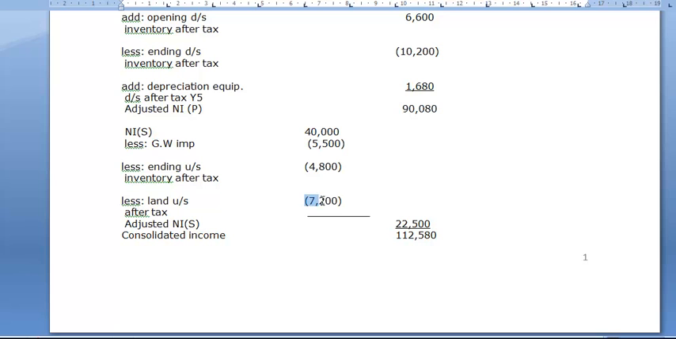If it had happened that the parent had sold that land outside of the consolidated entity in X5, we would not be removing the profit because the consolidated entity can legitimately book it. But we have to because it isn't sold outside. So now we have adjusted income of the sub of $22,500, and we'll add that to the adjusted income of the parent to get consolidated net income of $112,580.